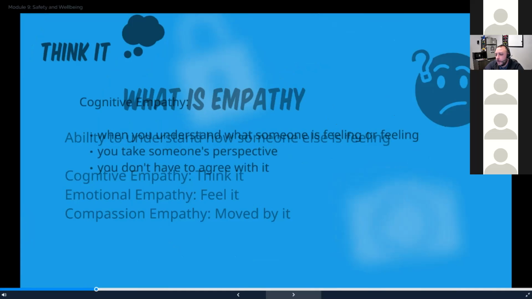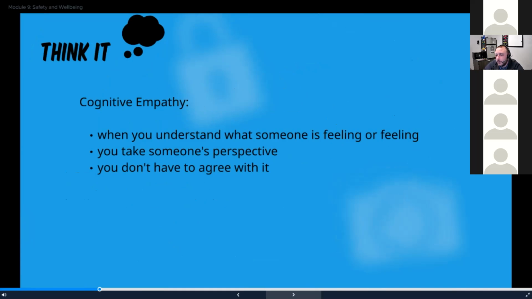Okay. And so with cognitive empathy, the think it, it's when you understand what someone's feeling or how they're doing. You kind of take somebody's perspective, and you don't necessarily have to agree with it, but you understand it, right? That would be where you really haven't lived it. You just kind of can see their point of view or see where they're coming from.